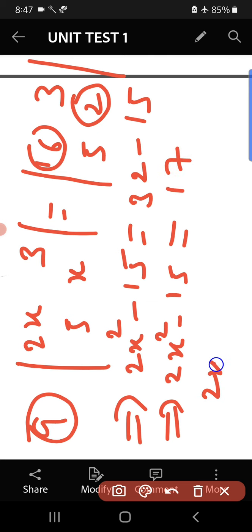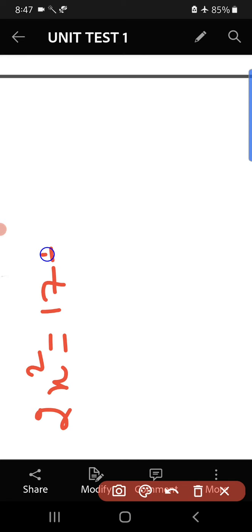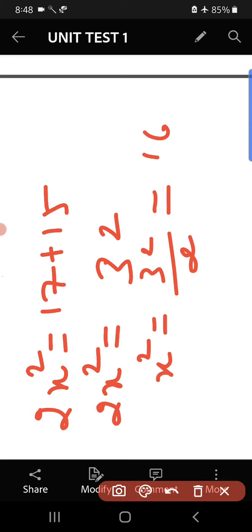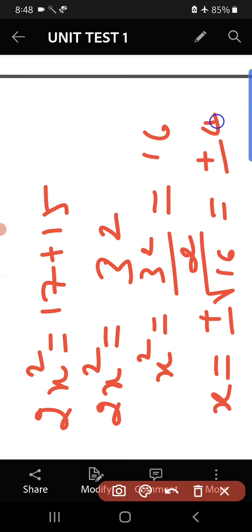17. Then 2x square is equal to 17 plus 15. So I can add this 17 plus 15, that is 32. Then x square is equal to 32 by 2. So we will be getting 16, or x is equal to plus or minus root 16. So we will get x is equal to plus or minus 4. So this should be the value of x. X is equal to plus or minus 4.